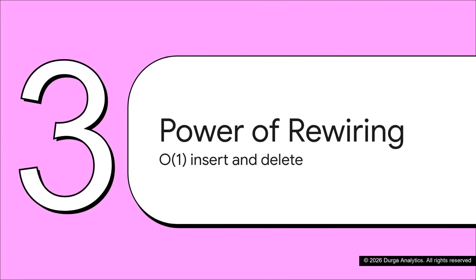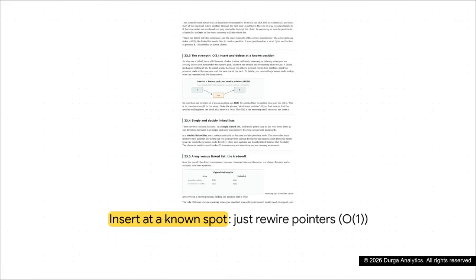Let's move to Section 3, the power of rewiring. So the crucial point is, why do we even use them? Why would we ever tolerate O of n access times in professional production software? Well, we tolerate it because of an amazing counterstrength: zero shifting. Remember the pain of arrays? If you insert data into the middle of a massive array, every single item after it has to shift over in memory, and that costs O of n time.